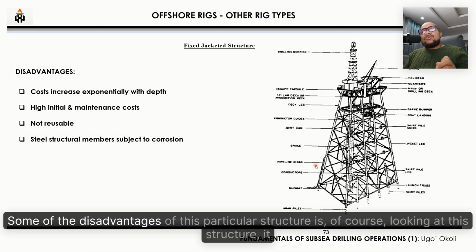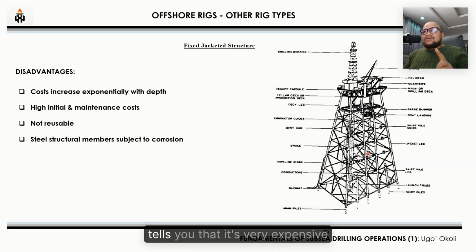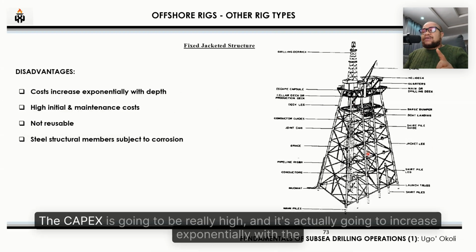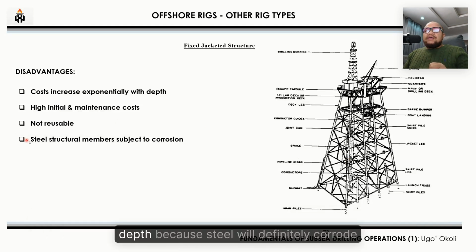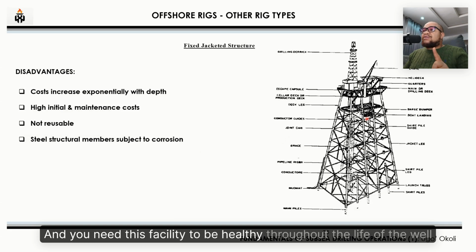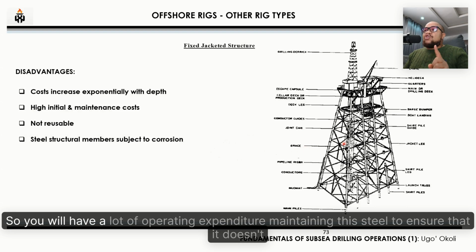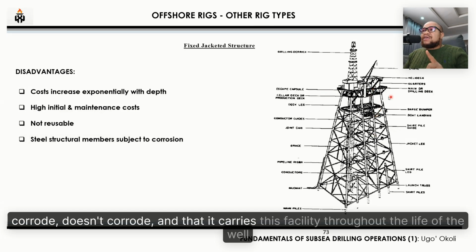Some of the disadvantages of this particular structure is, of course, looking at this structure, it tells you that it's very expensive. The capex is going to be really high, and it's actually going to increase exponentially with the depth, because steel will definitely corrode, and you need this facility to be healthy throughout the life of the well. So you will have a lot of operating expenditure maintaining this steel to ensure that it doesn't corrode and that it carries this facility throughout the life of the well.